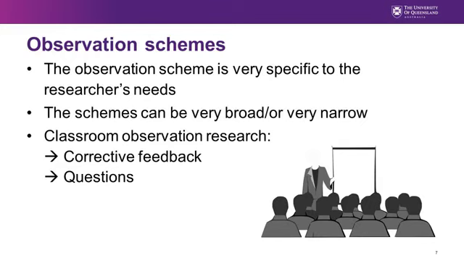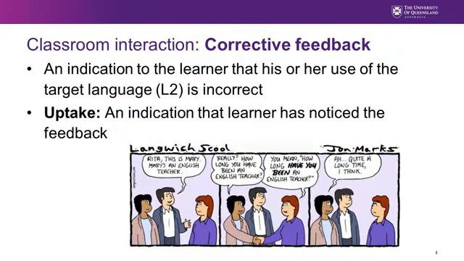Now let's move to examine two specific features of classroom interaction, which were initially inspired by classroom observation research, including teachers' corrective feedback and the kind of questions that they ask in the classroom. So let's talk about teachers' corrective feedback first. What is teachers' corrective feedback? Teachers' feedback is a response to learners' utterances that contains or is perceived to contain errors.